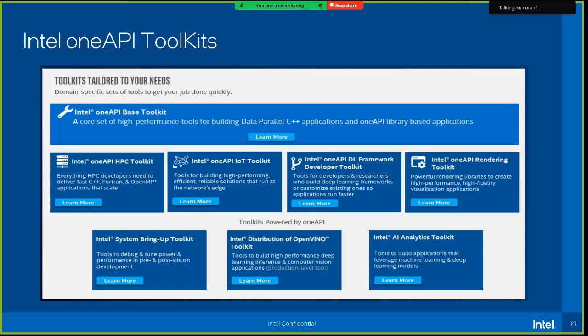Now, on top of the base toolkit, you have a core set of high performance tools for building DPC++ applications and oneAPI library based applications. You see that the Intel oneAPI HPC toolkit and IoT toolkit are all available on the net. You can go ahead and download and try them out. There is also the oneAPI DL framework, and for rendering, AI analytics, and the OpenVINO system bring-up toolkit. All of these toolkits are available, and all of them have ready built-in examples to get you started really quickly.